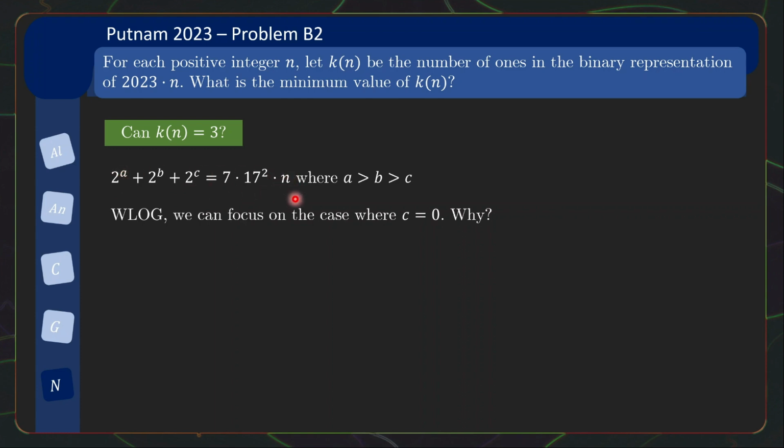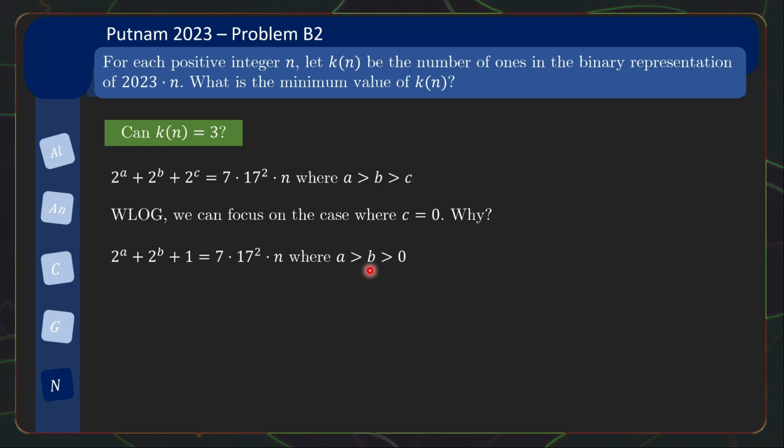So I can divide 2 to the power of c on both sides, and then I replace the a minus c by a and b minus c by b, and then I have this expression instead. So in other words, for any solution here, I can always convert it to a solution where c equals 0. So let us just focus on the case where we already know c equals 0 and see if we can find a valid solution. Now this greatly simplifies our life because we only need to fiddle with 2 possibilities.